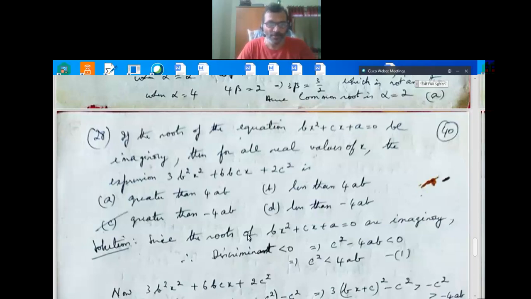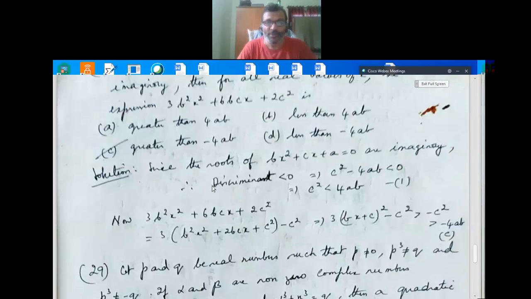So real values of x. Now since the roots of bx squared plus cx plus a equal to 0 are imaginary, imaginary means discriminant less than 0, that is b squared minus 4ac less than 0. Here b is c, and a is b, and c is a, so c squared minus 4ab less than 0. I get from this c squared less than 4ab.